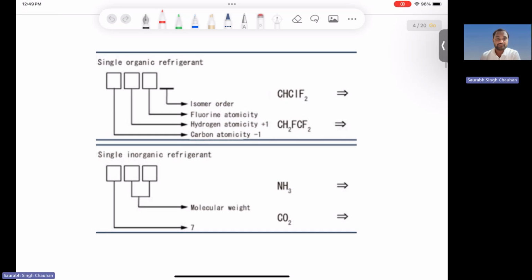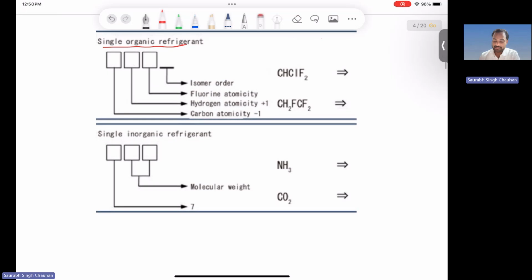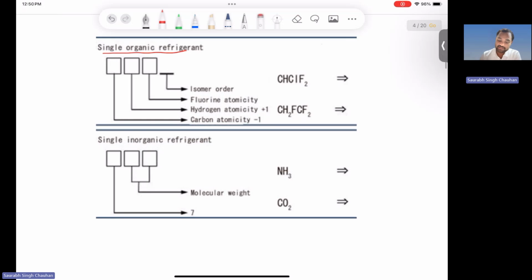For example, if you have a single organic refrigerant, you will have some carbon, some hydrogen, some chlorine, some fluorine. CFC you call them, right? Chlorofluorocarbon. For naming these organic refrigerants, you have a certain set of rules. Similarly, for inorganic refrigerants, you have a certain set of rules. For a single organic refrigerant, there will be a few letters. The first letter will tell you the number of carbon atoms minus 1.